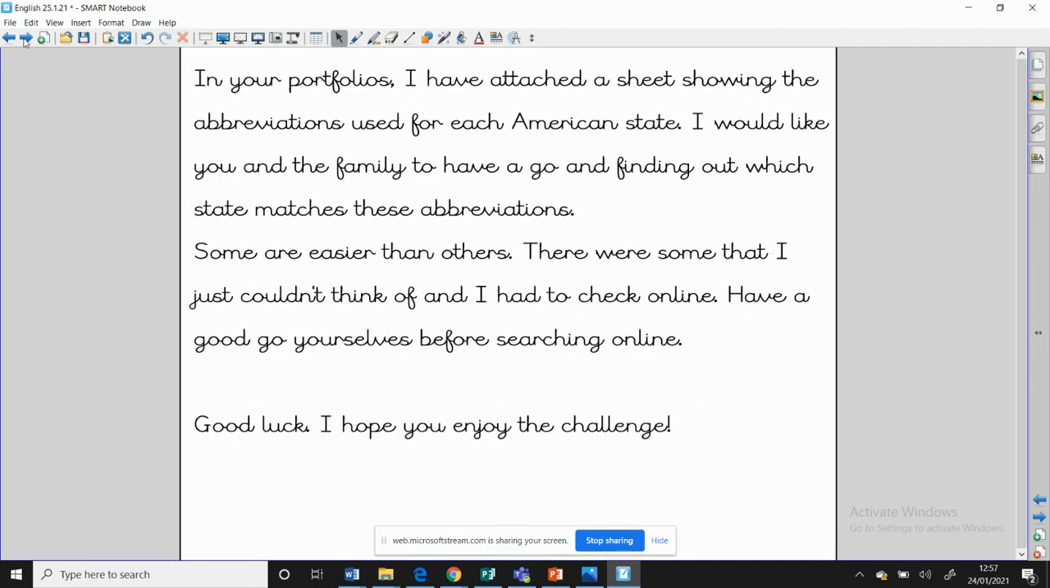So here is your task for today. In your portfolios, I've attached a sheet showing the abbreviations used for each American state. And I would like you and the family to have a go at finding out which state matches these abbreviations. Some of them are easier than others. I've already given you some examples as well. There were some that I just couldn't think of. I couldn't work it out and I had to check online. I had to do a Google search for the abbreviations of the states. So I'd like you to have a go yourself before searching online.